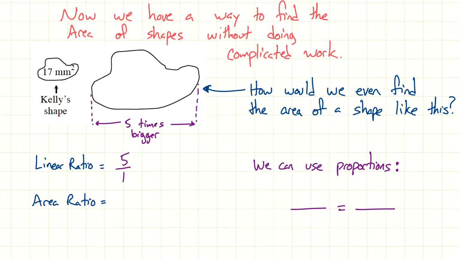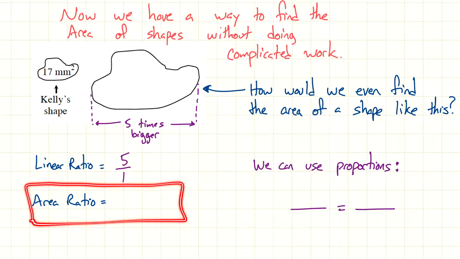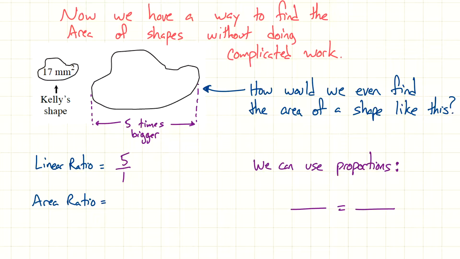because switching it to area ratio, now that you know the linear ratio, what is the area ratio? Let's see if you got this correct. Our strategy for finding area ratio was to take our linear ratio and square it. So let me rewrite that below. 5/1 squared is the area ratio, which equals 25/1, because 1 times 1 is still 1, so that denominator didn't change.